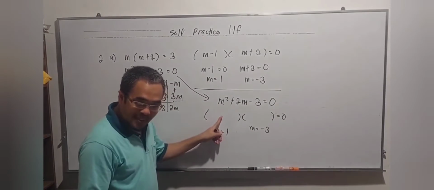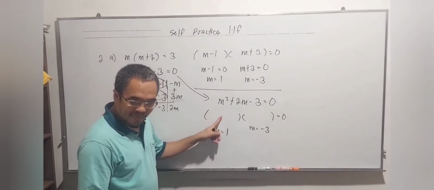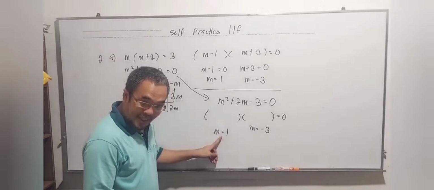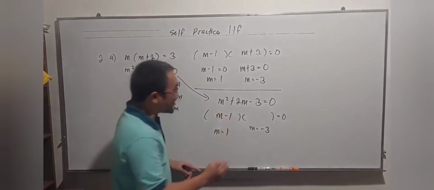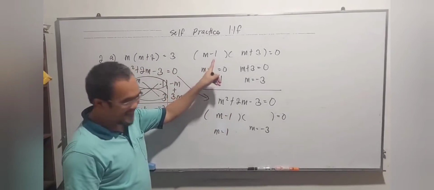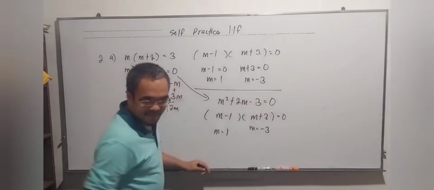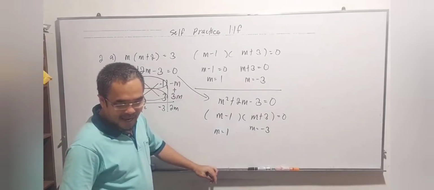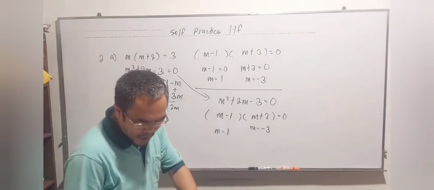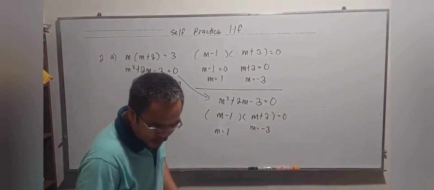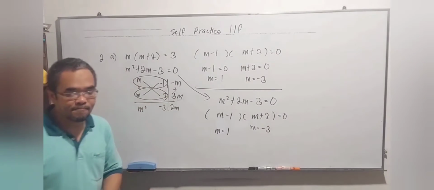Then how to put it inside the bracket? If this is positive, -1, just like this one. If this is negative, so maybe you should try to do B.